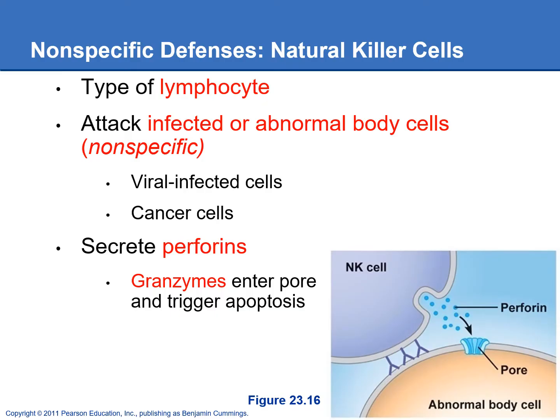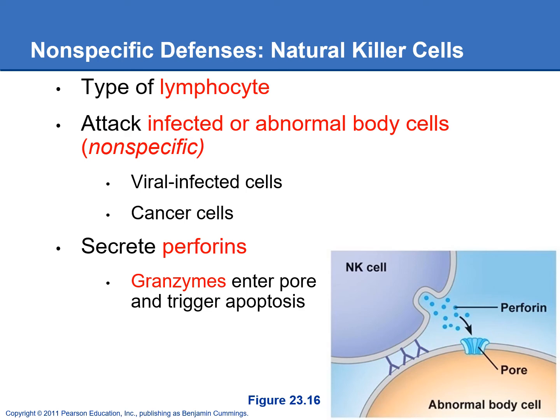And our next non-specific defense are natural killer cells. Natural killer cells are one of the 3 types of lymphocytes. So remember the lymphocytes, we have B lymphocytes, T lymphocytes, and then we have natural killer cells. Natural killer cells are non-specific. They're going to kill any virus-infected cell or any cancer cell. It doesn't matter what they're infected with or what type of cancer.